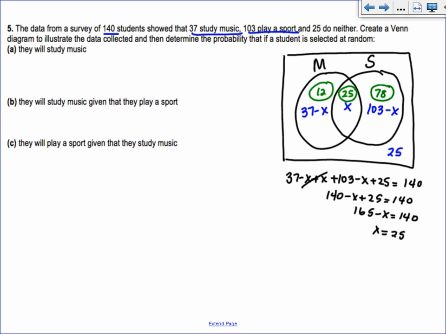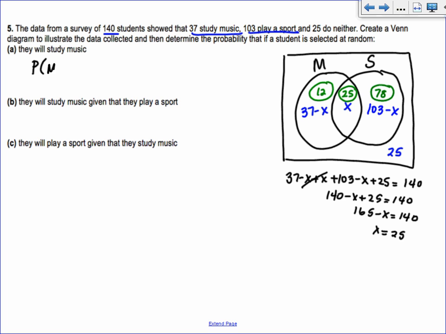Some people say, well, I just add up 37 and 103 and then I subtract 25, and you can do that as well. You're just thinking about the double counting, like you're saying how many did I double count. That's why you're subtracting 25, because you've counted them twice in both sets. Does that kind of make sense? You can do that as well, but I usually have students write out the equation so they know where things are coming from.